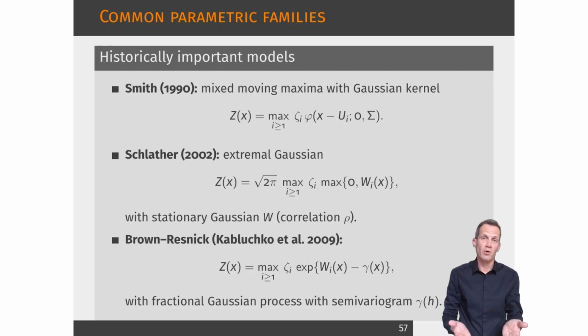Second, the Schlather model is based on a Gaussian process. The positive part of a Gaussian field is used to generate the spatial footprint of extremes. The dependence is controlled by the correlation function. Third, the Brown-Resnick model is built from a Gaussian process with stationary increments. Its dependence structure is governed by a semivariogram. This model is especially important because it is flexible and widely used for spatial extreme events.